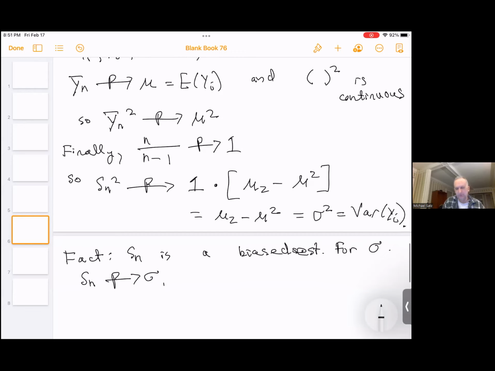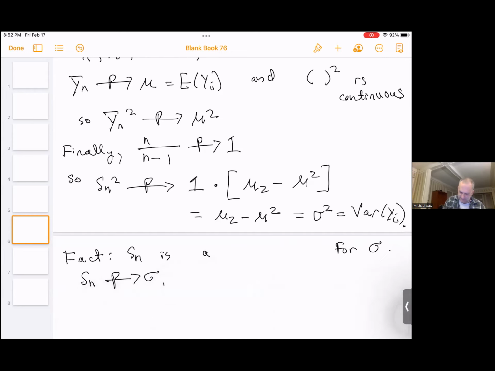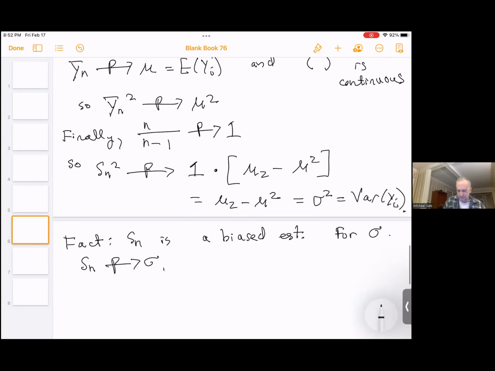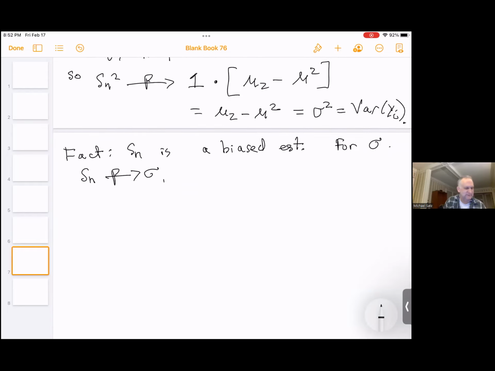So this is interesting because I have something that's biased. Its expected value is not the thing it's trying to estimate. And yet it converges to it. So in the end, in the limit, it goes to that thing. But for any finite n, its expected value is not going to be the thing it's trying to estimate. So let's show this now. We're just going to use those results we have.